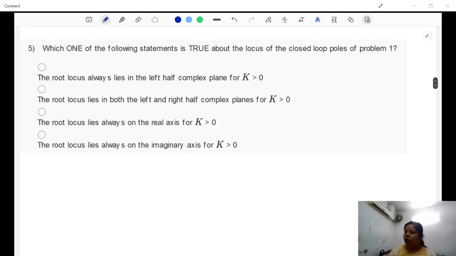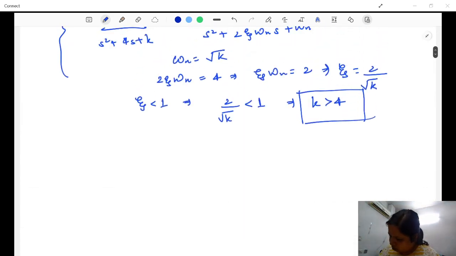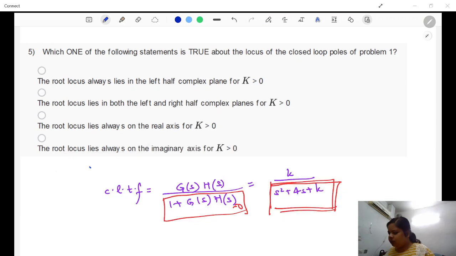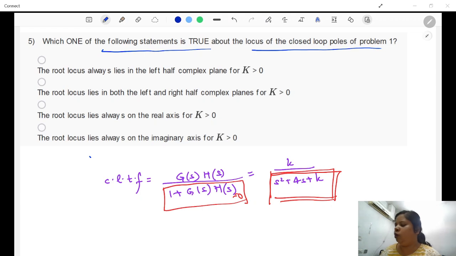Okay. Which of the following statements is true about the locus of closed loop poles? So I'll take this again. This was your closed loop transfer function.